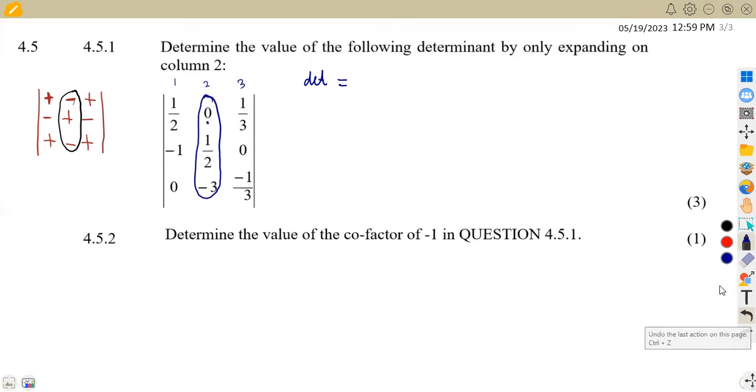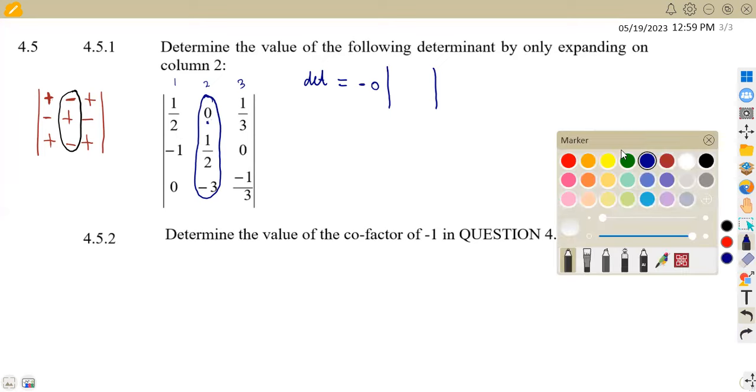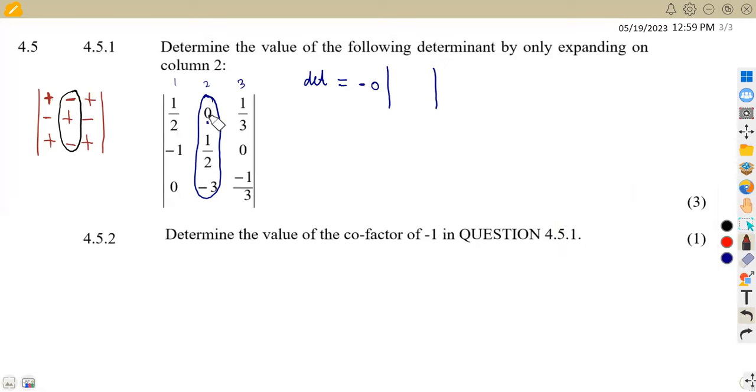So a minus zero does not affect, but in actual sense, let me write what you're supposed to have. You're supposed to have something like this, minus zero like this. Then you find the determinant that corresponds to this zero that we have. This zero is the one that we have been talking about in this column. So you find the determinant that corresponds to zero by closing the row and column where this zero is.